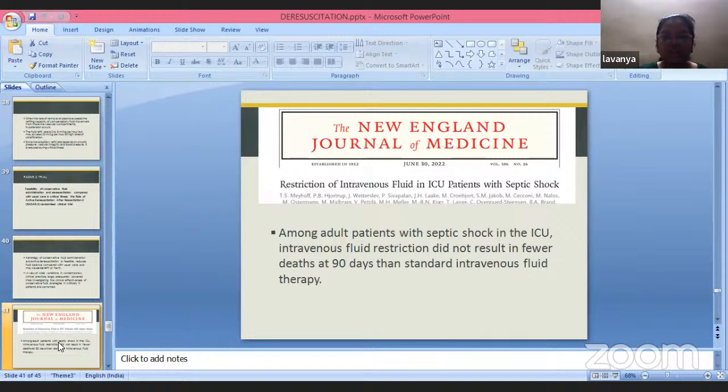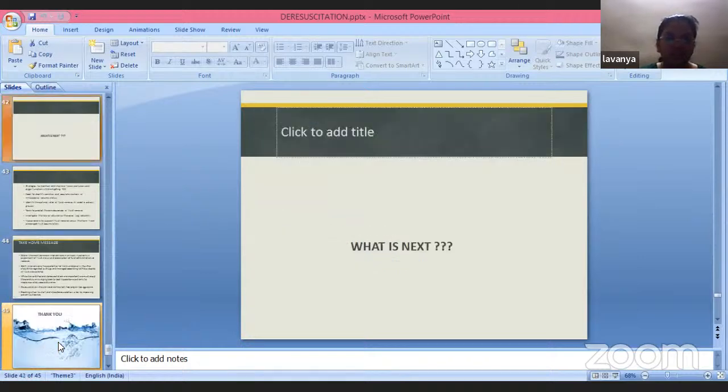There's another trial, the CLASSIC trial, which came in 2022: restriction of intravenous fluid in ICU patients with septic shock. Again, it is difficult to get any intervention to show a mortality benefit because a lot of other contributing factors are also there. This study also said that intravenous fluid restriction did not show any benefit in terms of mortality. It did not result in decreased deaths as compared to the standard intravenous fluid therapy. So now that we have seen how to do it and when to stop it, what is next?